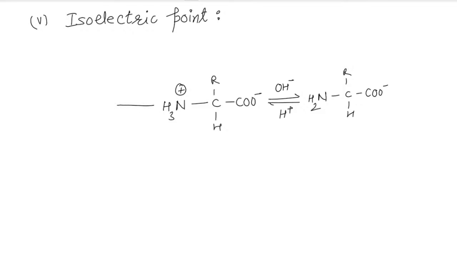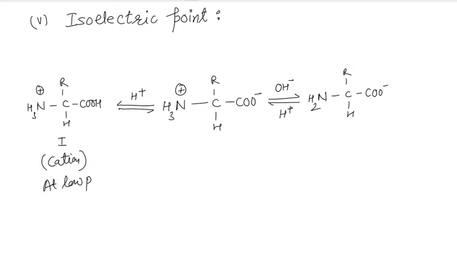Or if pH is low, then what happens? This H plus ion is accepted by COO negative and we get this in the form of a cation. It is in the form of a cation at low pH, and in the form of an anion at high pH. That means because of this zwitterion structure, alpha amino acids have high melting points.